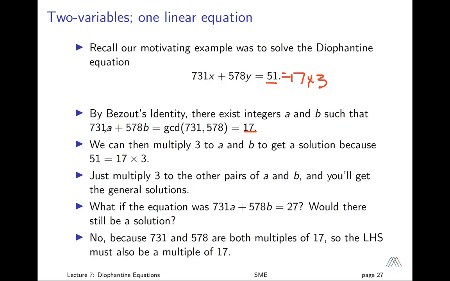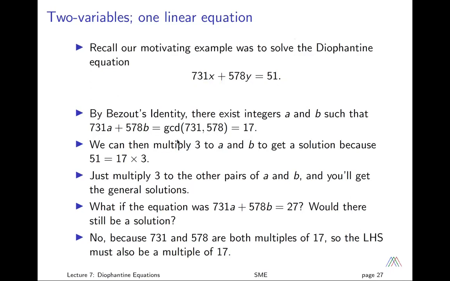So if we just multiply this a and this b by 3, we'll have a solution for this equation. I won't go through the extended Euclidean algorithm to find x and y themselves, but that's how you would solve something like that.